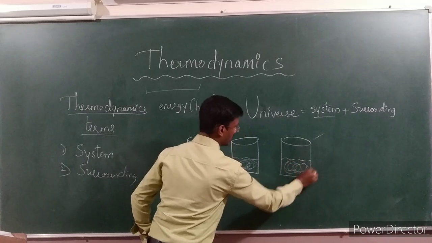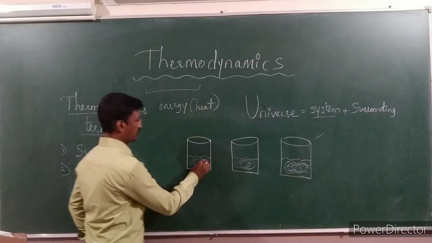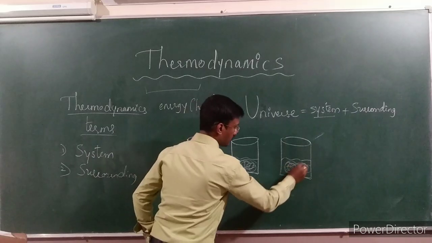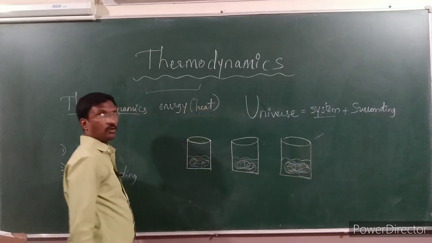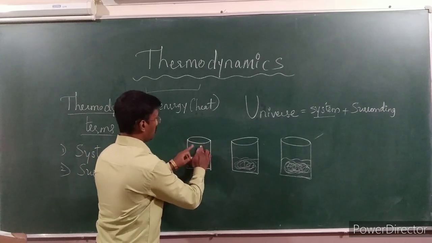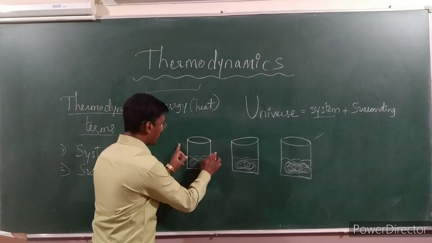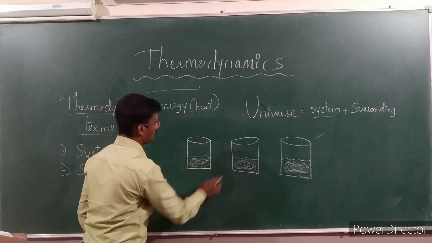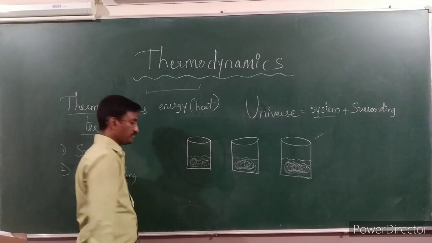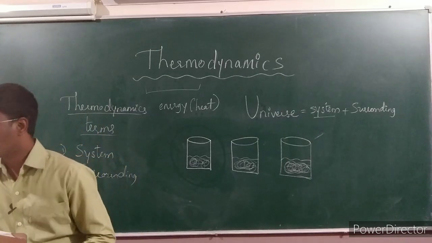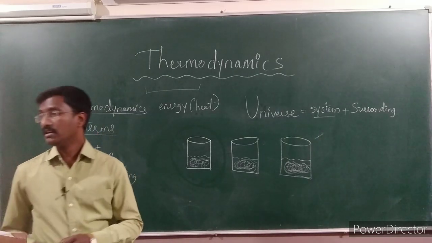So these materials I am going to call the system. If these are the system, what is the surrounding? Just outside of this boundary, outside of this container, the glass which is present, these are considered the surrounding.